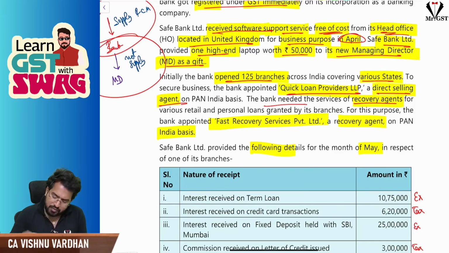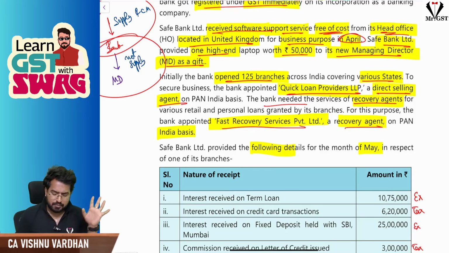And they needed services of recovery agents also. They have approached Fast Recovery Services Private Limited, a recovery agent on pan India basis. Recovery agent can be any person. So recovery agent services will come under RCM.